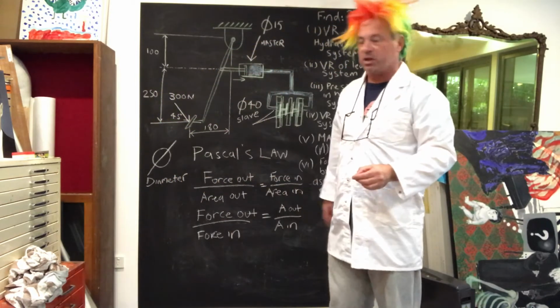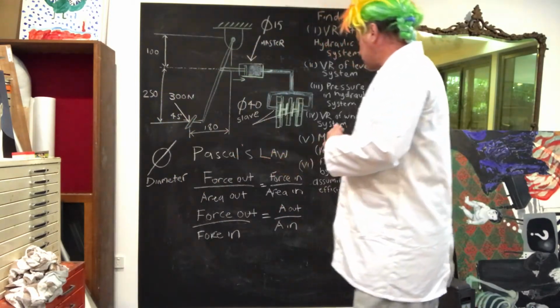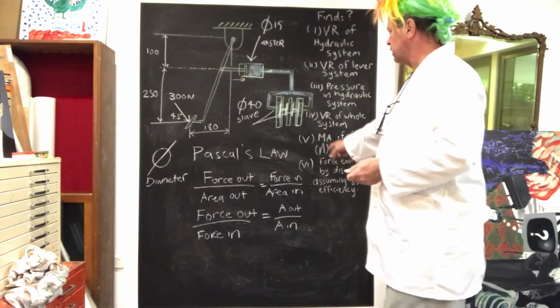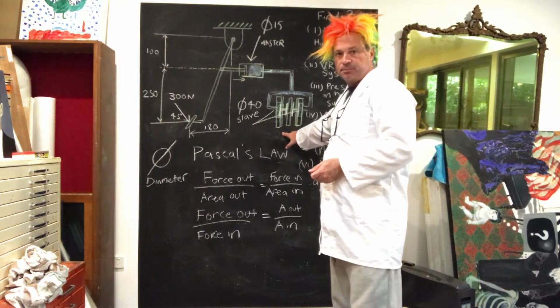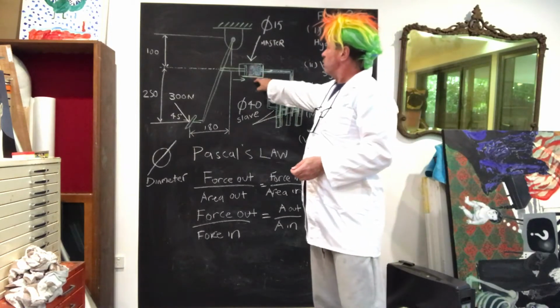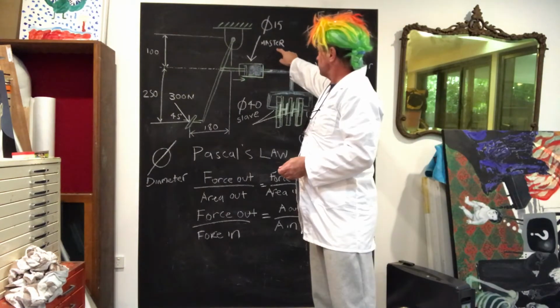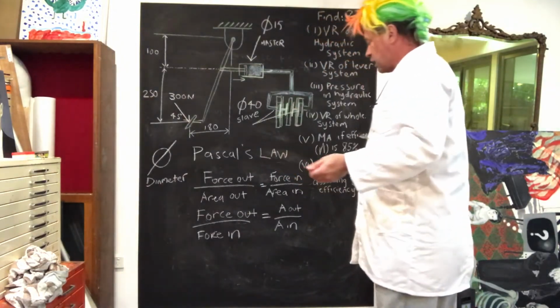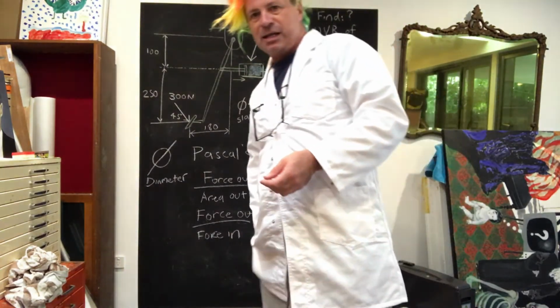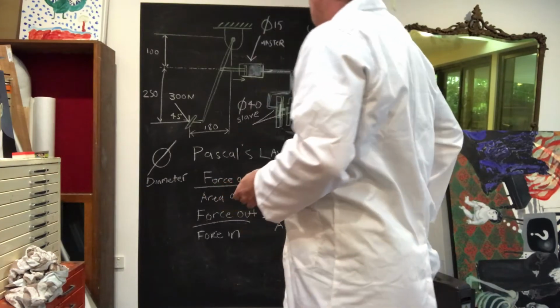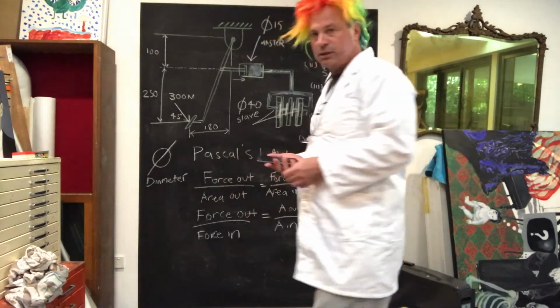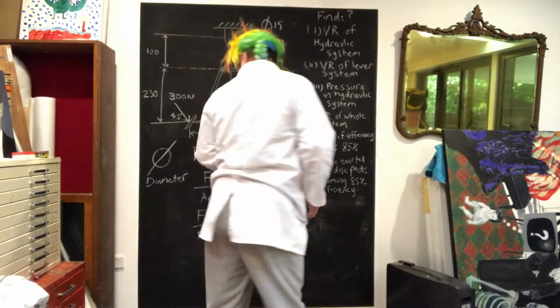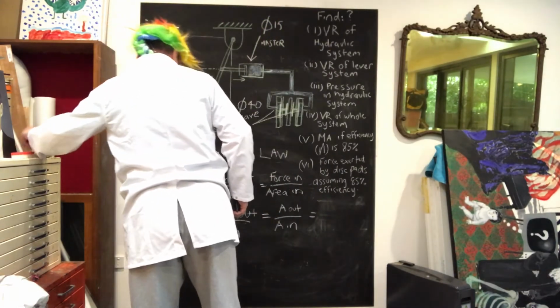That's diameter, okay? So we're given all the information we need to work out our area out, which is this area here, and our area in, which is this master cylinder. So let's do the calculations and let's see if we get to the same result that we have in the textbook. I'll just get myself a new piece of chalk.